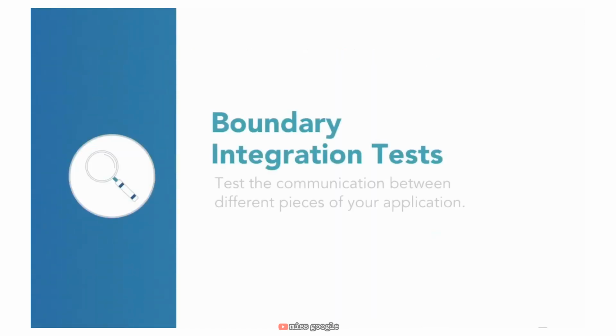And as I mentioned before, I call these boundary integration tests. Now, the job of boundary integration tests is to test the connection points between the various parts of our application. These type of tests ensure that one service is communicating correctly with the other services in our application. For example, we'd want to have a boundary test to make sure that our front end calls our server correctly, or that our server interacts with our database correctly.